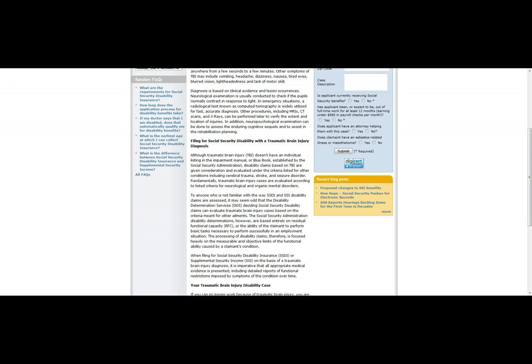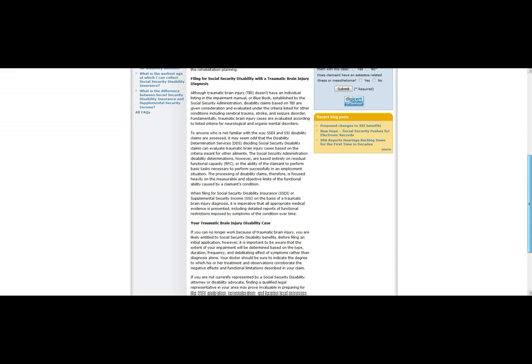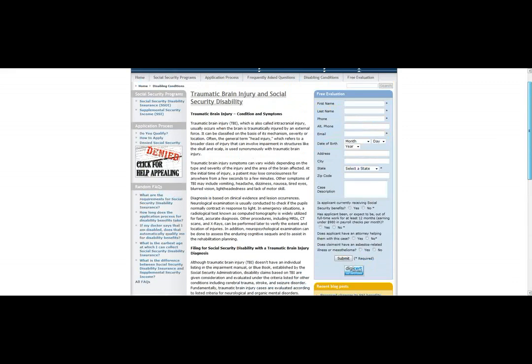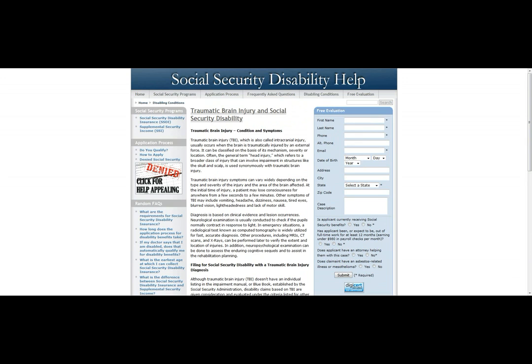If you are not currently represented by a Social Security disability attorney or disability advocate, finding a qualified representative in your area may prove invaluable in preparing for the SSDI application, reconsideration, and hearing level processes. If you are interested in seeing whether you have a claim for Social Security disability benefits, you can always scroll up to the top of the page where you'll notice a box entitled Free Evaluation. If you submit that information with your first name and other contact information, a qualified representative will contact you to assess your claim to see if you can qualify for Social Security disability benefits.